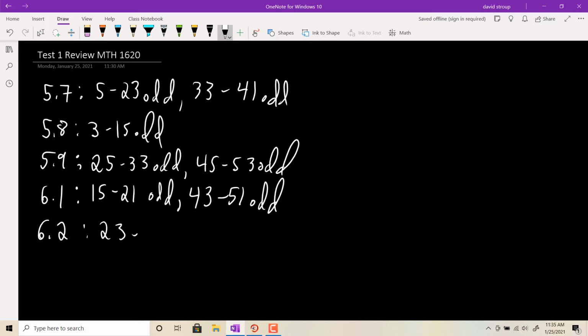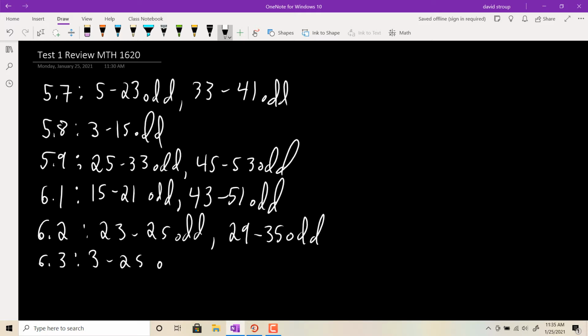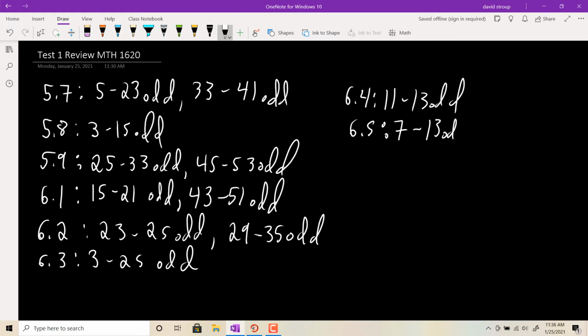6.2, 23 to 25 odd, and then 29 to 35 odd. 6.3, 3 to 25 odd. 6.4, 11 to 13 odd, and then 6.5 is the last section on this test, 7 to 13 odd, and then 17 to 23 odd.